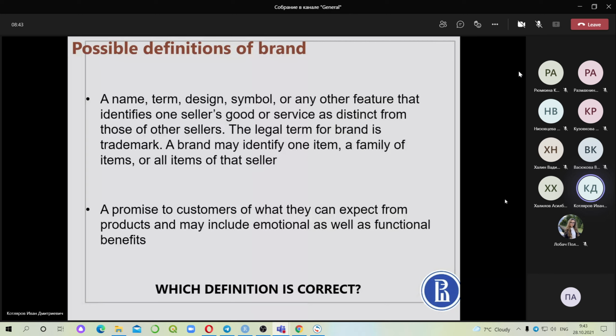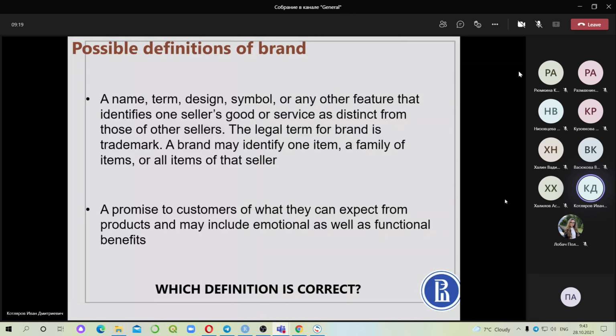For example, in case of Danone, guys, I guess all of you know this brand, this trade name actually. What do we have? We have a specific name, Danone. We have a specific corporate style. We have a lot of other features which help us to create a clear perception of this brand. Obviously, brands may be used to identify different items, goods, a family of goods, or all items of that seller. Well, it is a technical definition of brands.